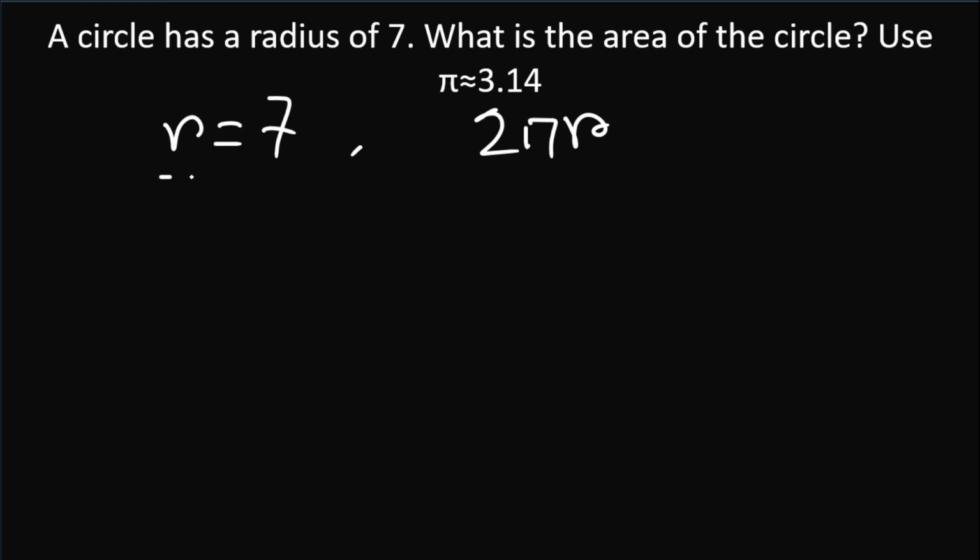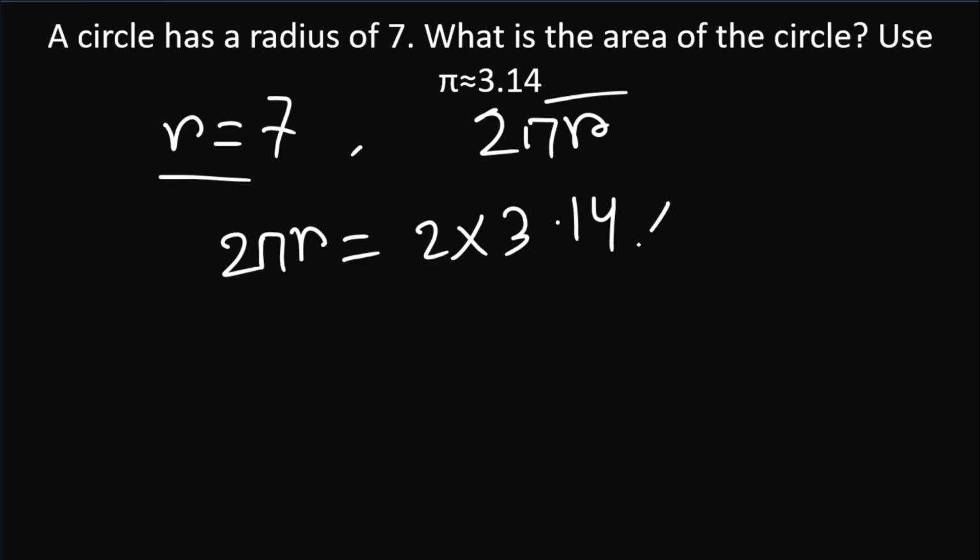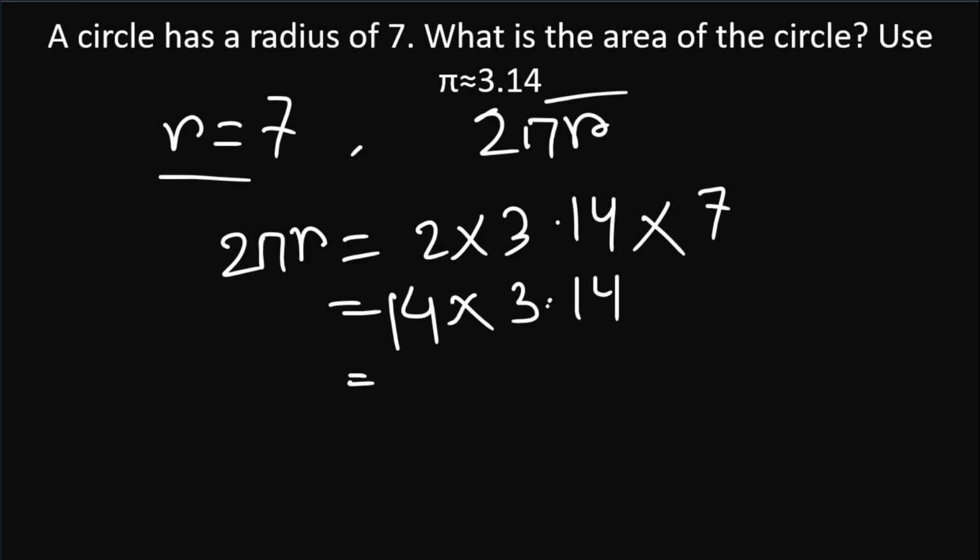The value of r equals 7 and pi equals 3.14. So 2 pi r equals 2 multiplied by 3.14 multiplied by 7. 7 times 2 equals 14, multiplied by 3.14. We can simply multiply: 3 times 14, how much? 14 times 2 equals 28.